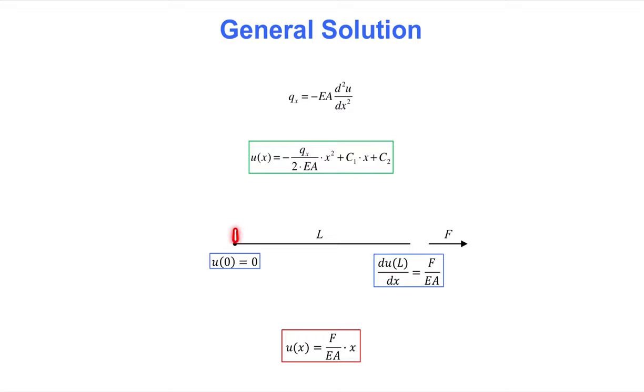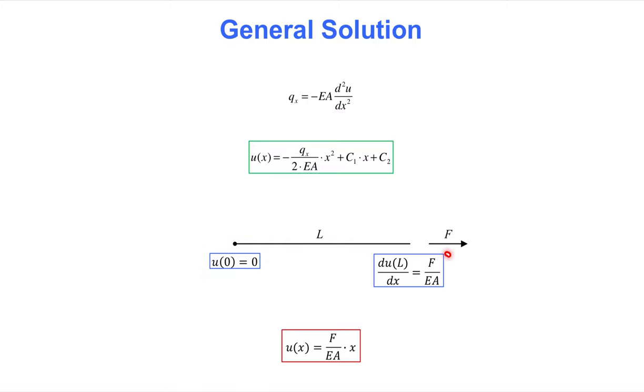Suppose we wish to study a truss member that has zero displacement at one end and an axial force applied at the other end. That case is shown in this figure. Because there are two integration constants, C1 and C2, we need two boundary conditions. They are shown on this slide inside blue rectangles. The first boundary condition enforces zero displacement on the left-hand side.